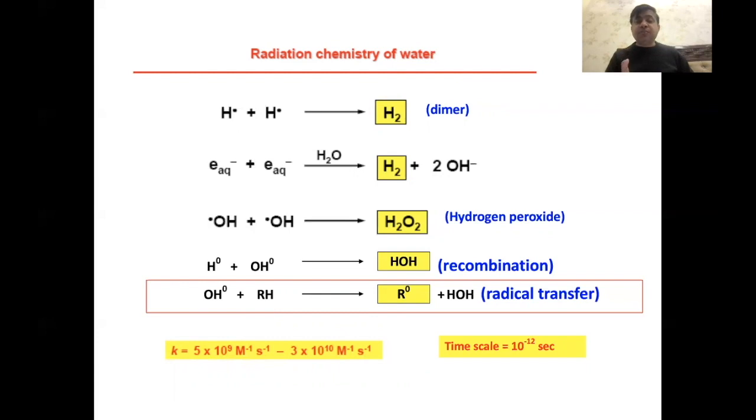Here, this process again takes place with a rate constant value of 5 × 10^9 per mole per second. So the rate constant value is very high. The time scale is somewhere around 1000 femtoseconds, so again the time scale is very short. Because of this radical transfer process, this ionizing reaction creates harmful effects in the macromolecules. So this is the cause of concern for us.